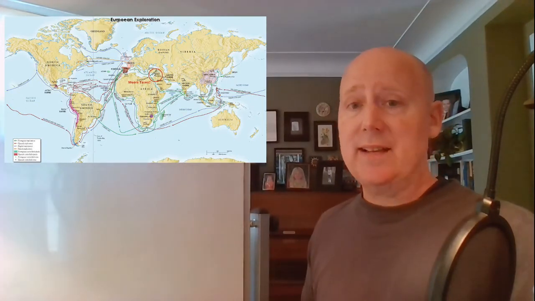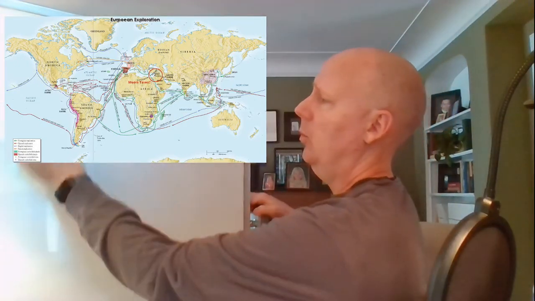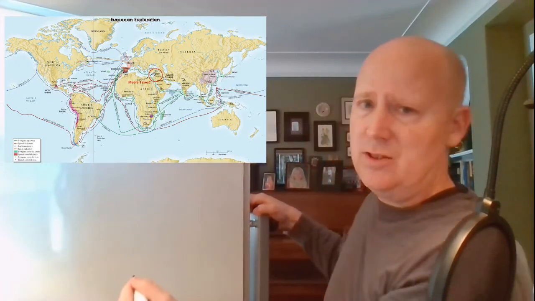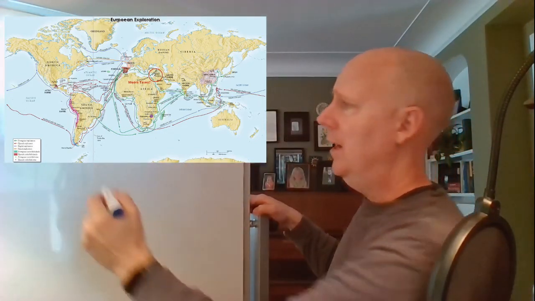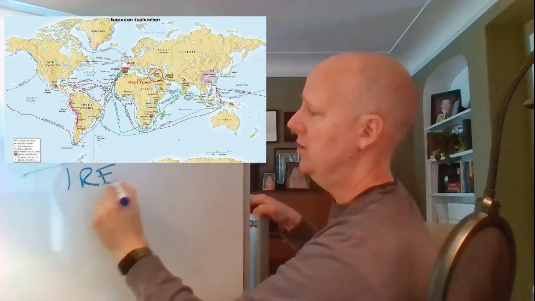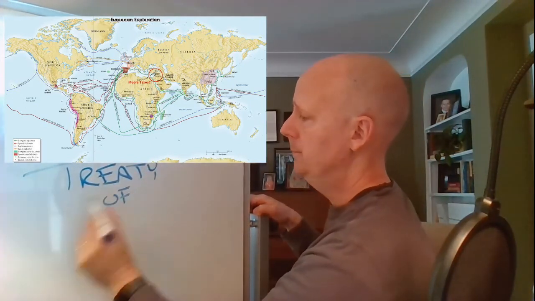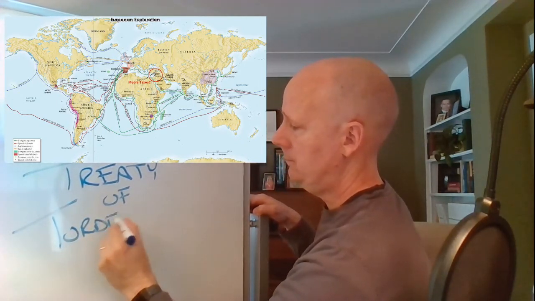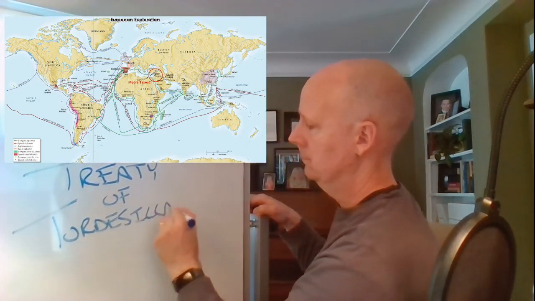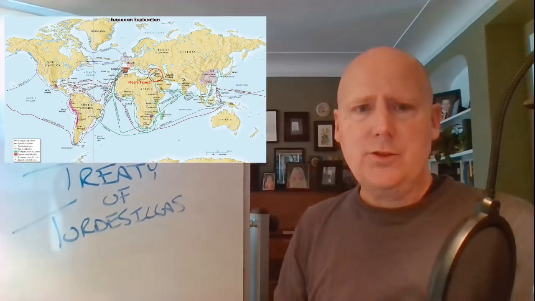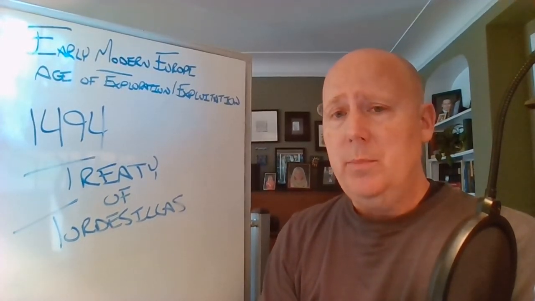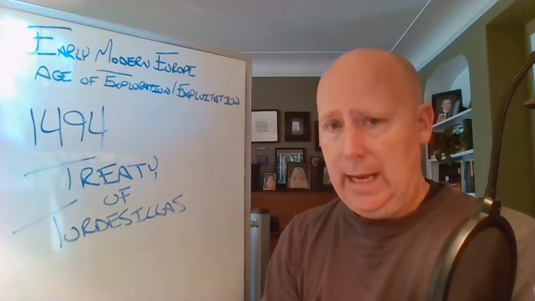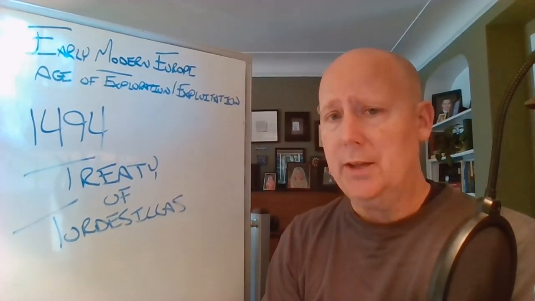And I'll wrap up with this last piece. In 1494, right? This is just 2 years after Columbus has gone. Now, by this point, Columbus has gone twice. And they signed what was called the Treaty of Tordesillas. The Treaty of Tordesillas in 1494 was an agreement between the Portuguese and the Spanish and the Roman Catholic Church.